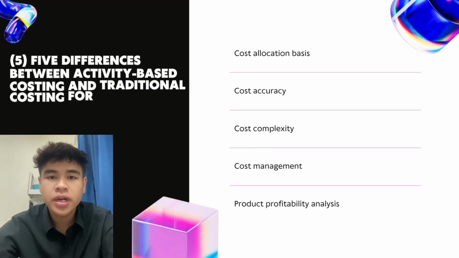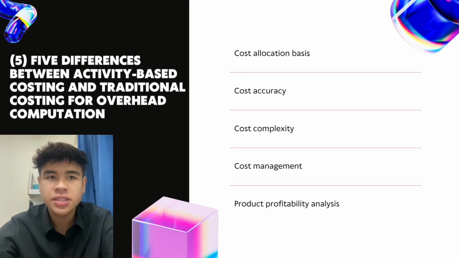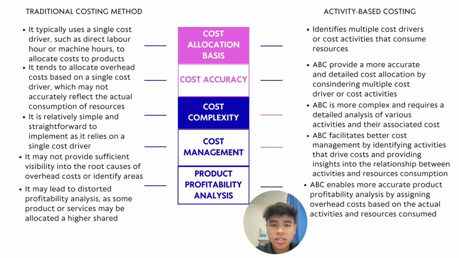So in this part, we're going to discuss five differences between activity-based costing and traditional costing for overhead computation. There are five differences, which are cost allocation basis, cost accuracy, cost complexity, cost management, and product profitability analysis. So the first one is cost allocation basis.